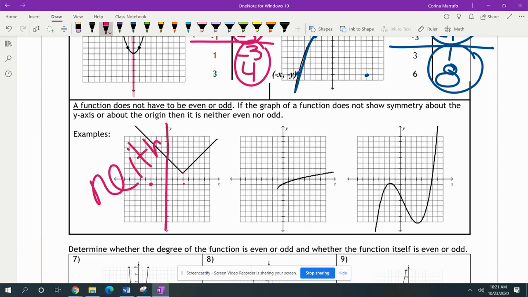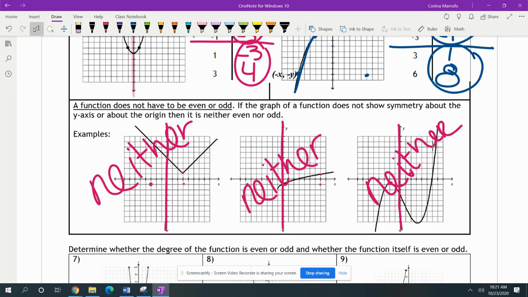Neither. The same thing here, the y-axis does not cut this into two equal parts. And then if you try to reflect, say this point across the x, and then across the y, it ends up out there. So this is neither also. And then neither. And then this one, the same thing, you can't cut the function into two equal parts. And if you try to reflect, say this point where we reflect it across the x and then across the y, we don't land back on the graph. So this is also neither. This is neither even nor odd.